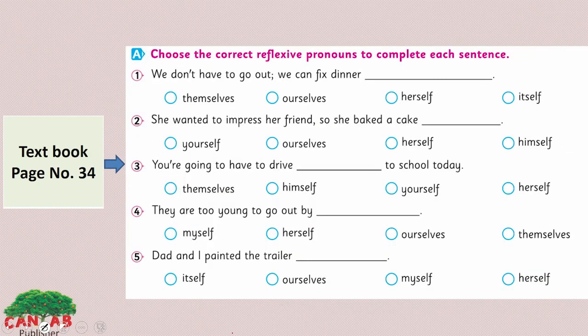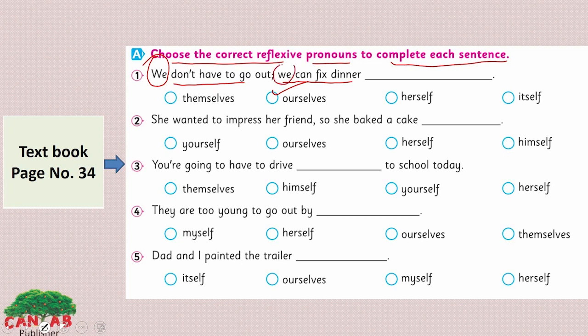Look at the exercise of reflexive pronouns here. Choose the correct reflexive pronouns to complete each sentence. We don't have to go out. We can fix dinner. Here, the subject is we, yes, the personal pronoun here. हमें बाहर जाना नहीं पड़ेगा. हम खाना क्या कर सकते हैं? We can fix dinner. Yes, ourselves है. हम खुद अपना खाना बना सकते हैं.